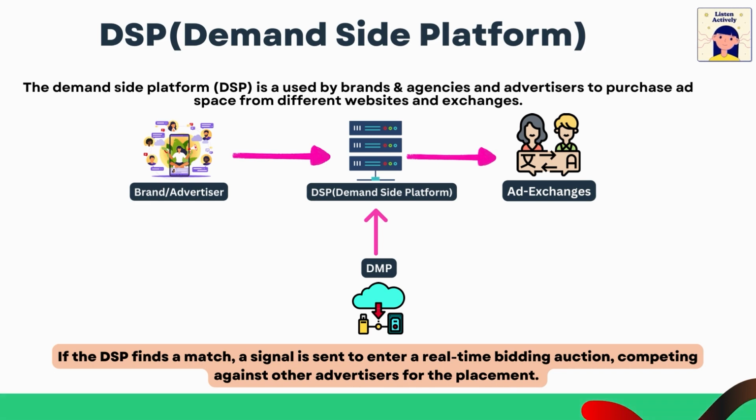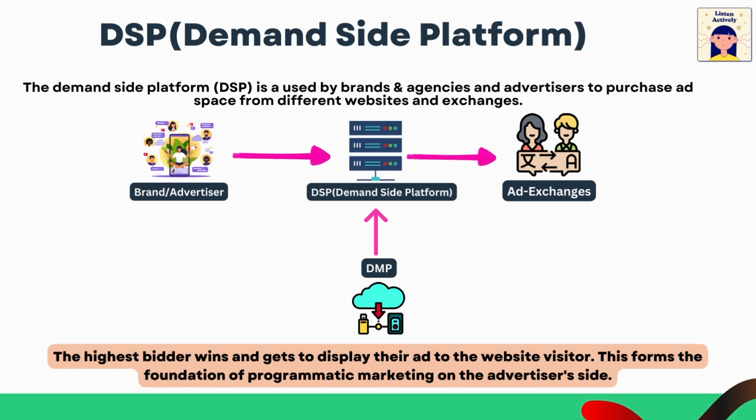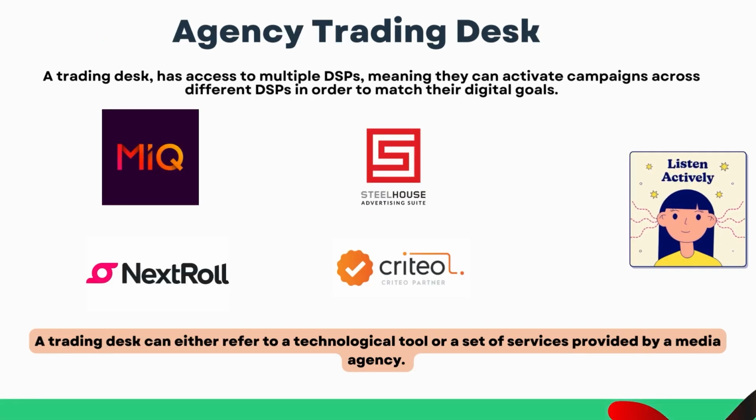If the DSP finds a match, a signal is sent to enter a real-time bidding auction, competing against other advertisers for the placement. The highest bidder wins and gets to display their ad to the website visitor. This forms the foundation of programmatic marketing on the advertiser's side.